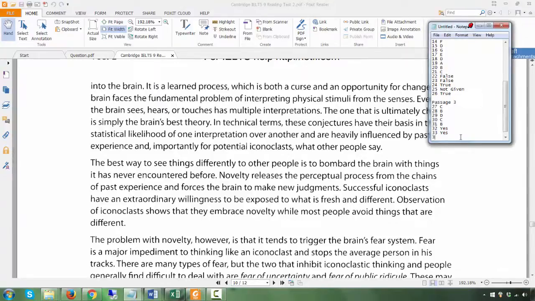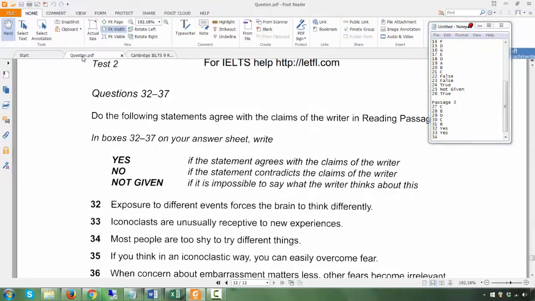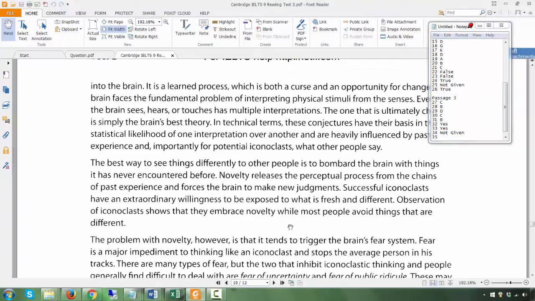34. The question is, most people are too shy to try different things, and the answer is not given. Most people are too shy to try different things. Does it even mention it there? Okay, it doesn't. In this whole passage it doesn't.